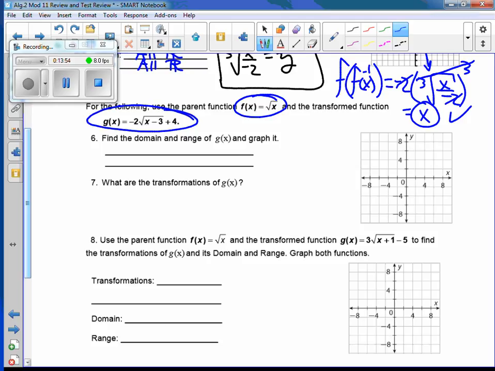All right, so let's see. Which one can we do? Well, it doesn't really matter. They're both exactly the same. All right, so number 6 says find the domain and range of g of x and graph it.